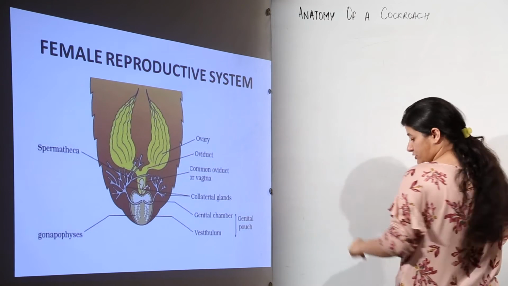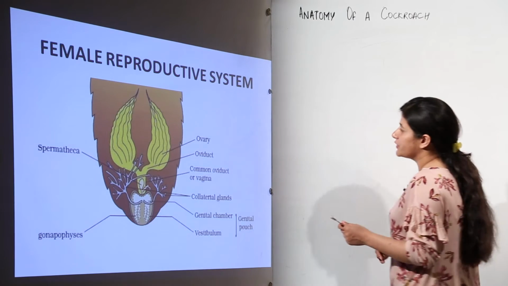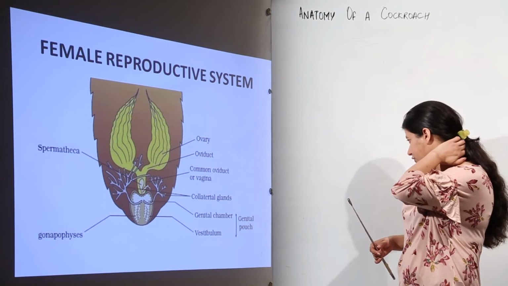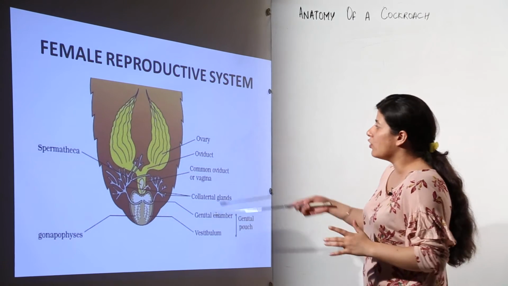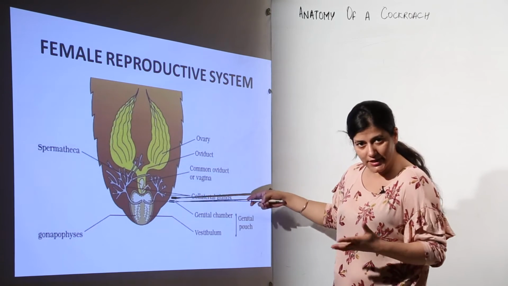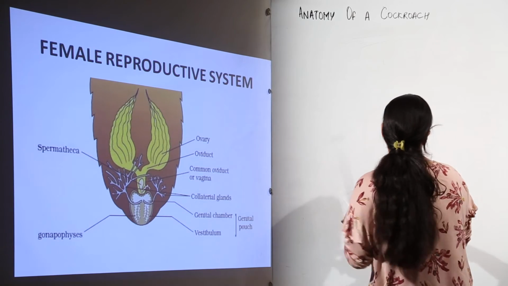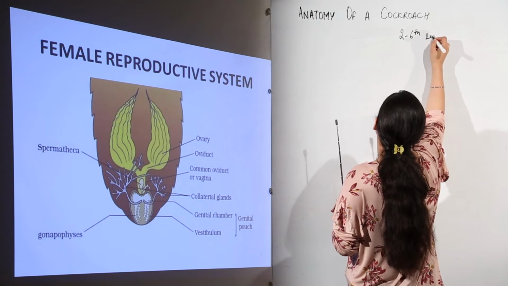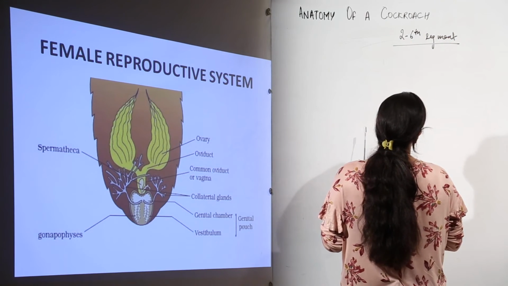Now, what is the purpose of ootheca? Ootheca has eggs inside it, okay? The developmental stages of the egg would be present in the ovary. Now, what is ovary? Ovaries are large in size as compared to the testes. These ovaries are present from 2nd to 6th segment, okay? And these segments are abdominal segments.